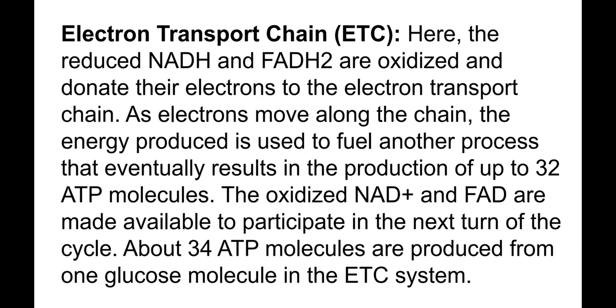So, okay, next, the electron transport chain. It is where the reduced NADH and FADH2 are oxidized and their electrons are used in the electron transport chain. Altogether, 34 molecules of ATP are produced from 1 glucose molecule in the electron transport chain system.